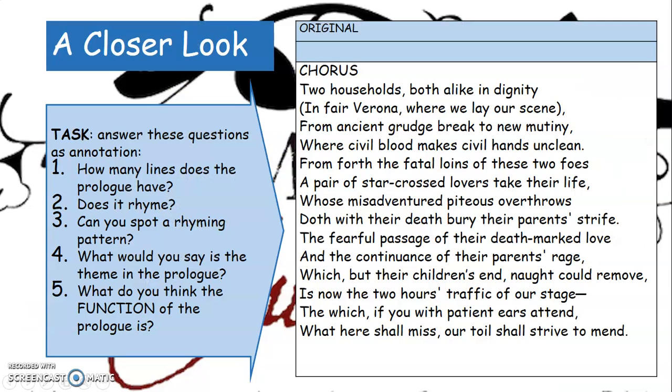So a closer look. I want you now to have a little look through, read through it. Don't worry if you don't understand anything yet. And I want you to answer these 5 questions in annotation around the prologue. So pause the video and complete this task.